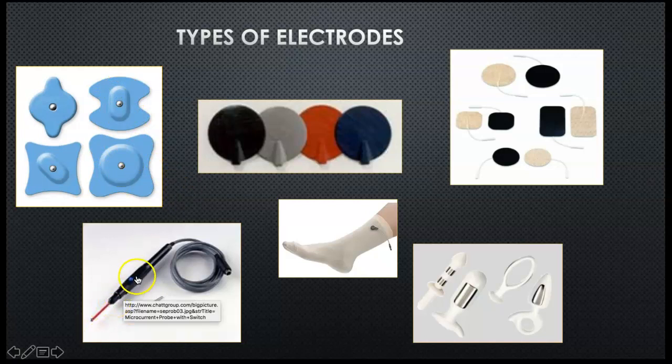Here's an example of a handheld probe. Here's an example of a garment electrode. On the hand and the foot, where it might be tough to stick electrodes, like on your fingers and toes, they do have garments. And then here are examples of the pelvic floor e-stim electrodes.